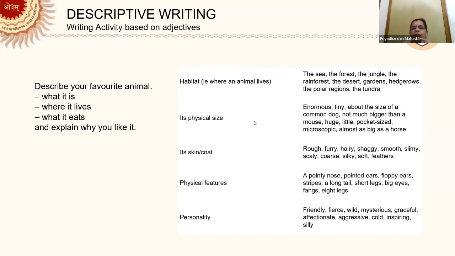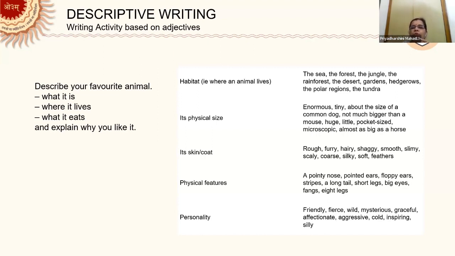Then its physical size. They should be able to describe it, right? Whether it is a huge animal or a small animal, enormous, tiny. So all these words, they should be able to use in the paragraph. Huge, little, pocket-sized, or even microscopic, or almost as big as a horse. All these terms, you teach them how to describe that particular animal.